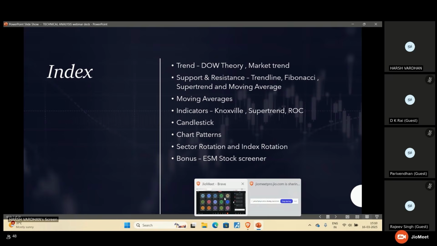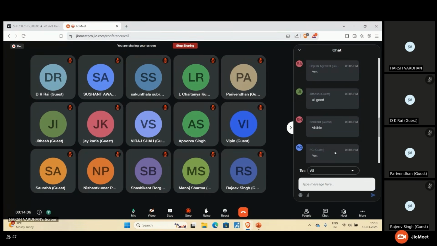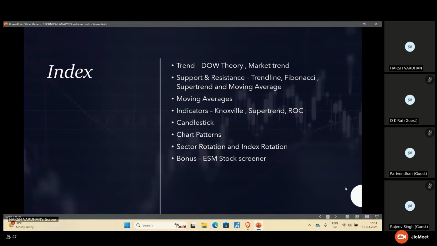Any difficulty anyone is facing, they can tell me. It's not giving a full screen. Okay, full screen, please. Visible. Okay. Viraj, are you using a mobile phone? Because maybe on desktop you will have a better view. Because on phone, some fonts might be smaller.